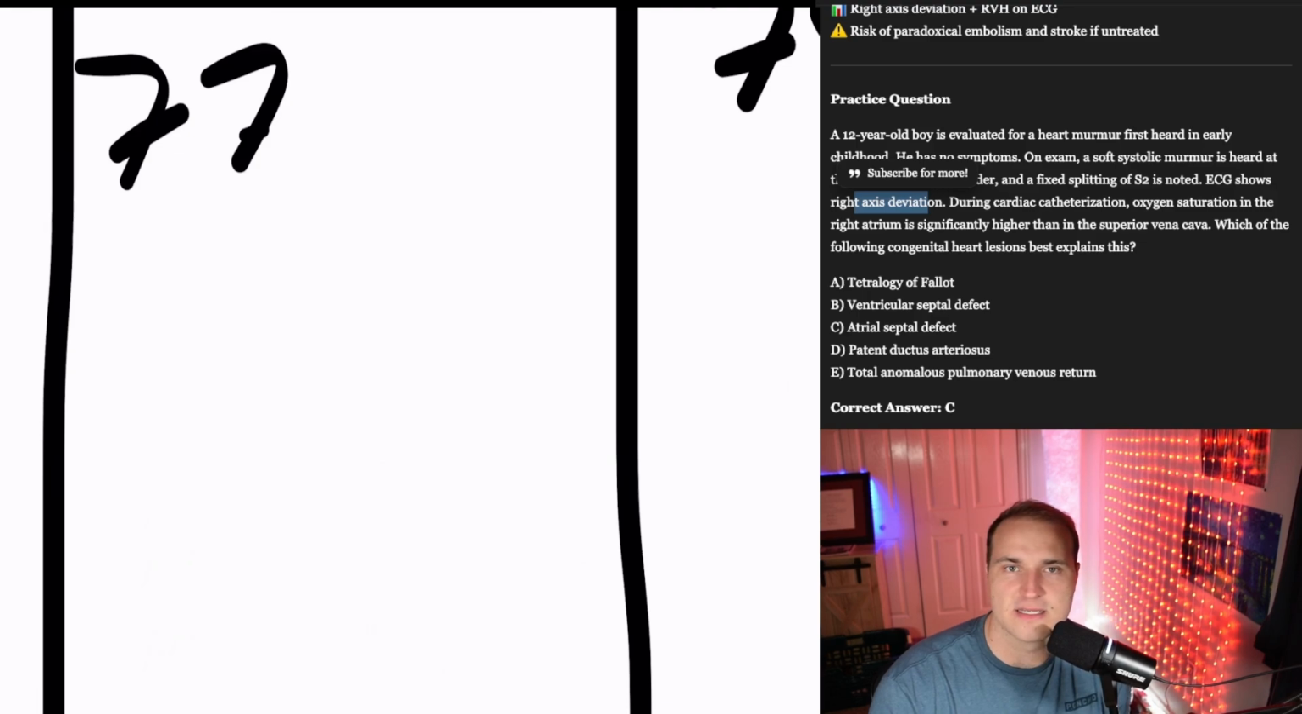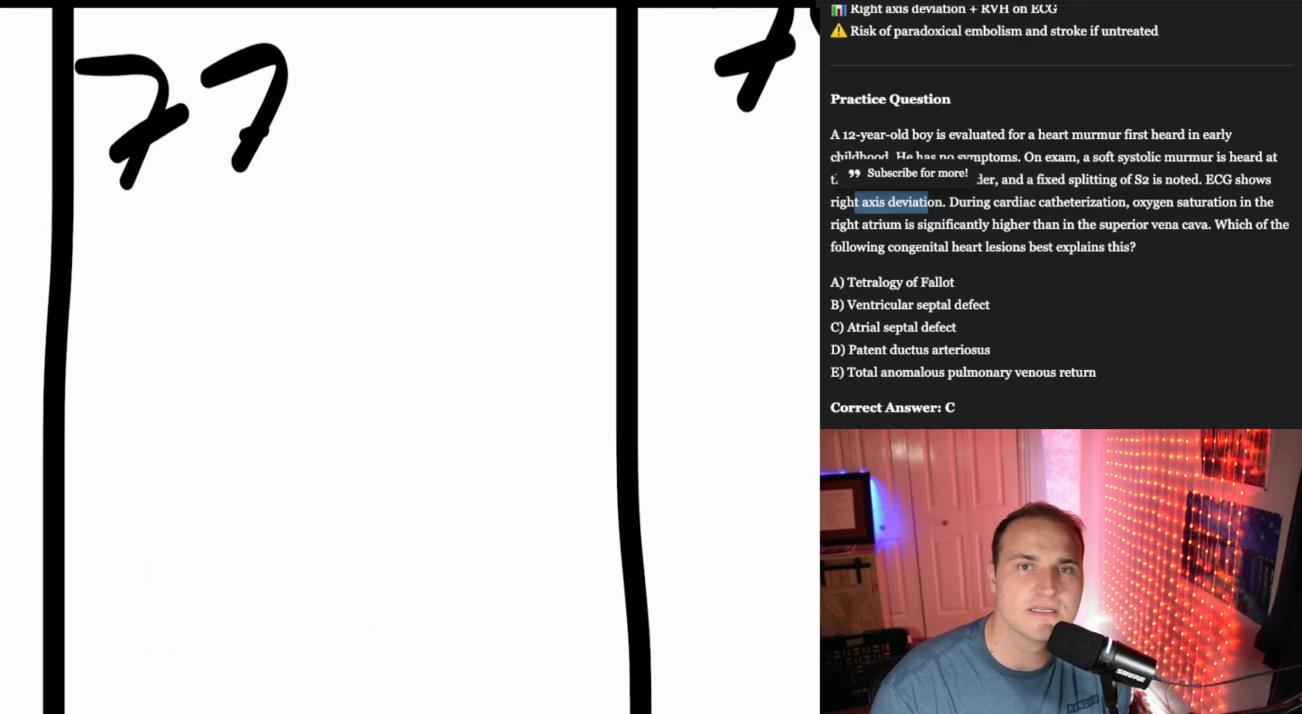So let's explain some of these concepts. The fixed splitting of the S2 is a classic auscultation clue due to the delayed pulmonary valve closure. There's also the left to right shunt because the blood is moving from the high pressure in the left atrium to the low pressure in the right atrium, shunting over. And it's asymptomatic until adulthood. So typically they're going to be a little bit older.